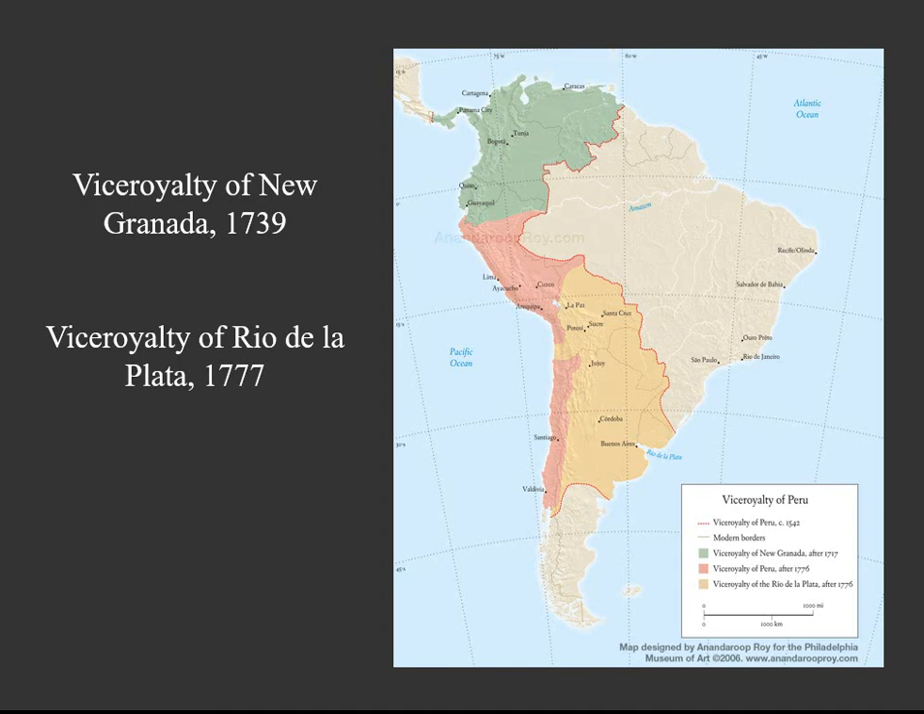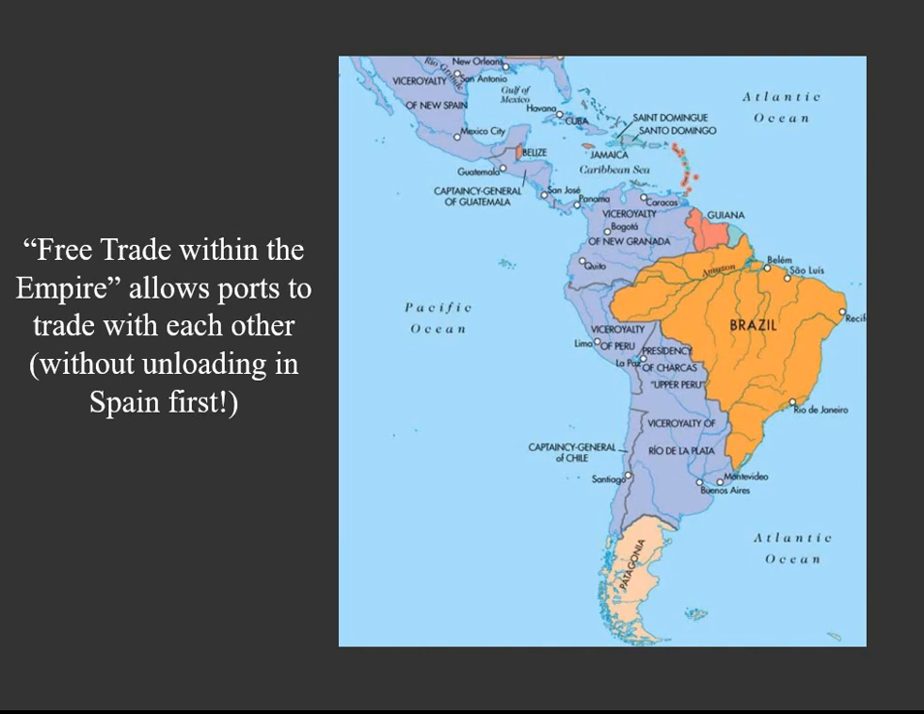They also take the major step of what they call free trade within the empire, which is very different from what we think of as free trade today. Free trade today says that you can move goods across borders without paying import taxes. This is not a tax-free zone back in the Spanish colonies.